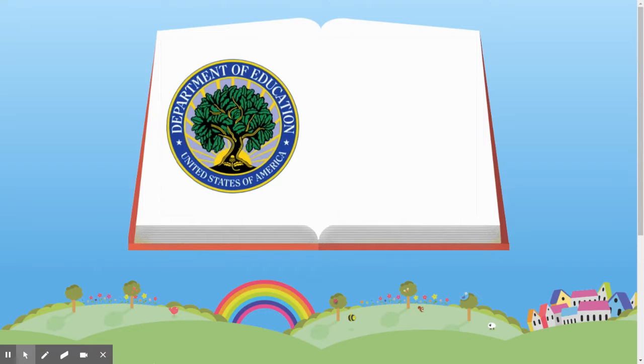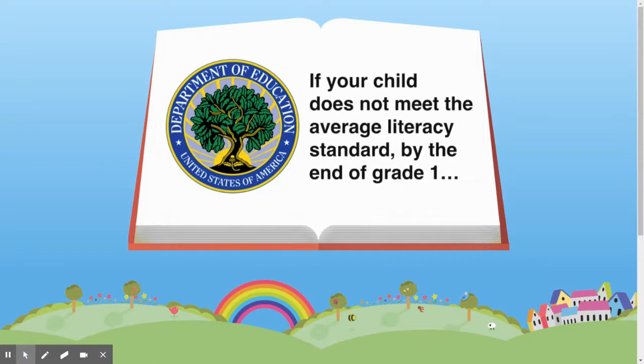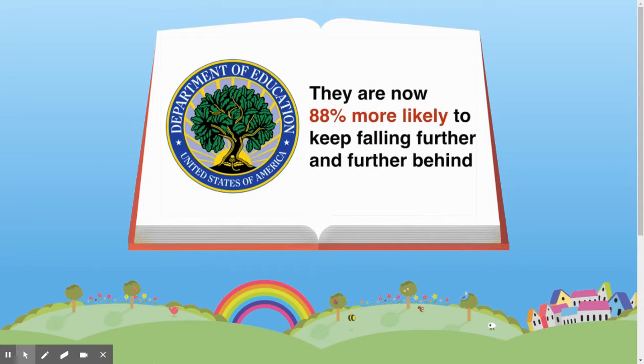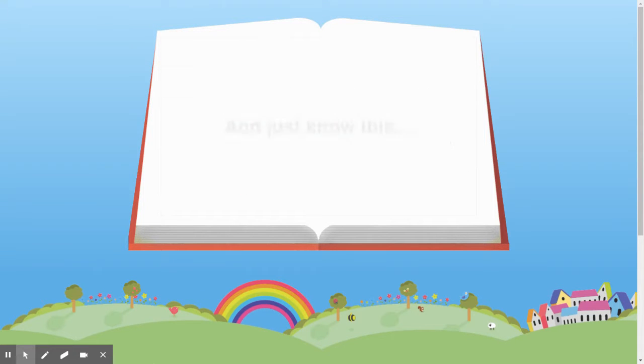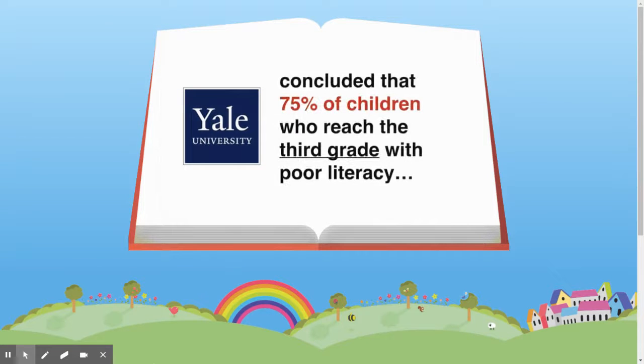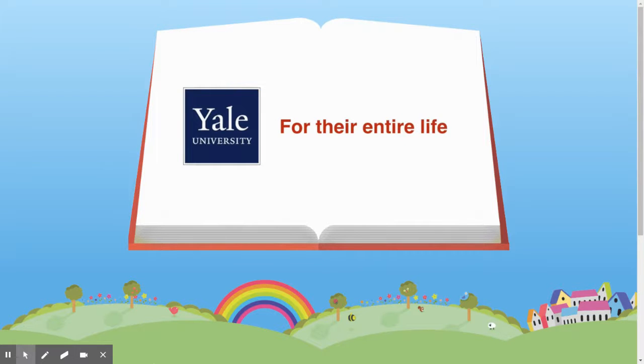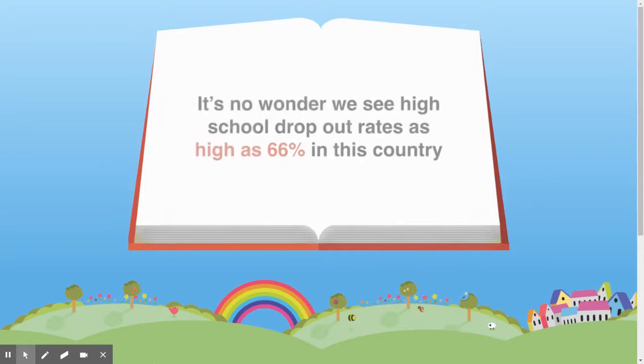Did you know, according to a study done just this year by the U.S. Department of Education, if your child does not meet the average literacy standards by the end of grade one, they are now 88% more likely to keep falling further and further behind, all the way up to fourth grade. And just know this, researchers at the prestigious Yale University concluded that 75% of children who reached the third grade with poor literacy become completely literate, not just right up until their very last year of high school, for their entire life.